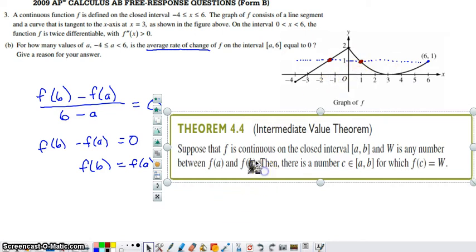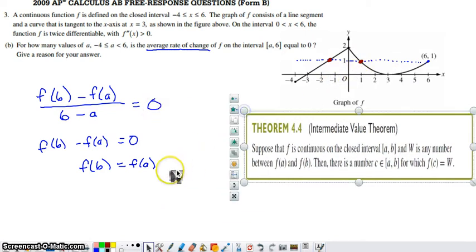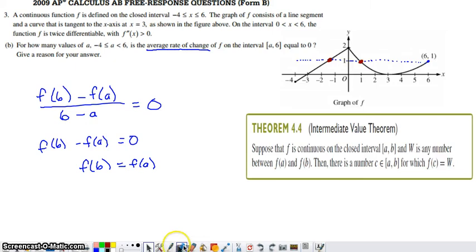So how many times do we have this situation being true? Well, it's going to happen twice. We don't know exactly where it happens, but the reason why it happens is because of the intermediate value theorem.